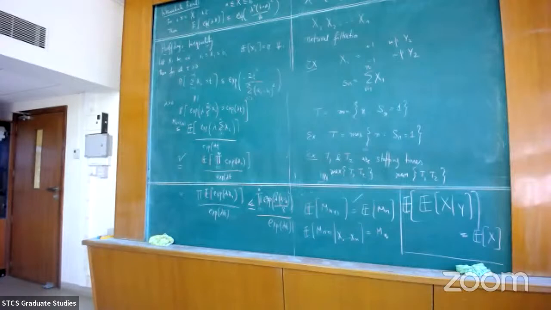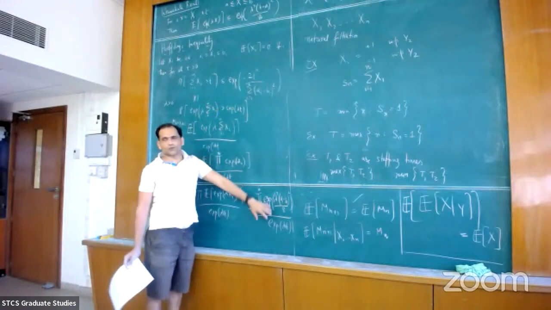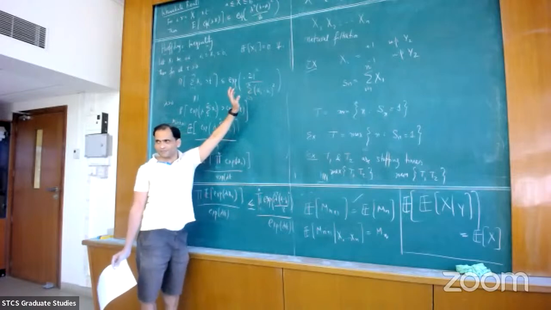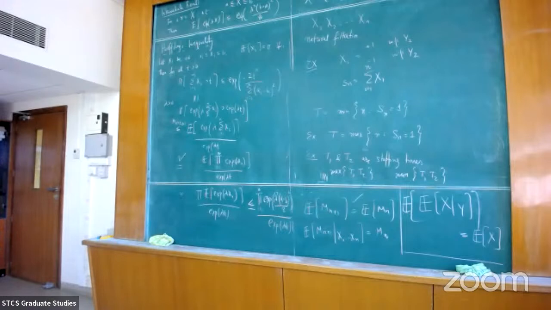So there is some free variable which I want to get rid of. The result doesn't have a lambda, and this is true for all lambdas. So what do I do to go from here to here? I'm looking for an upper bound. I'm looking for the tightest upper bound. I want to minimize this quantity.